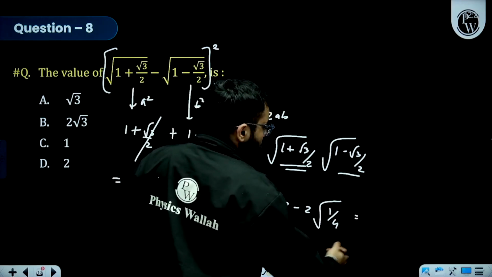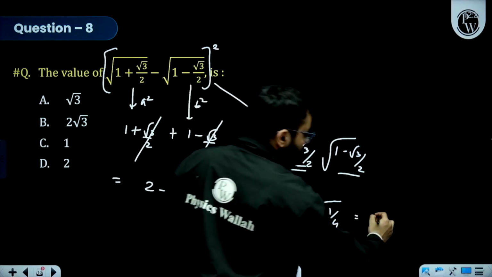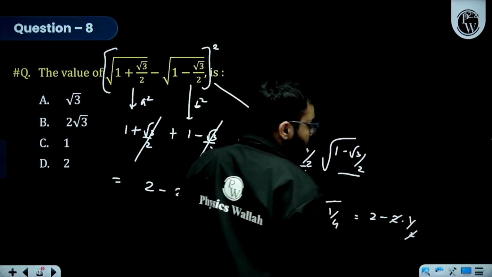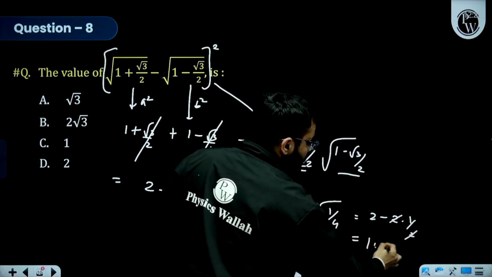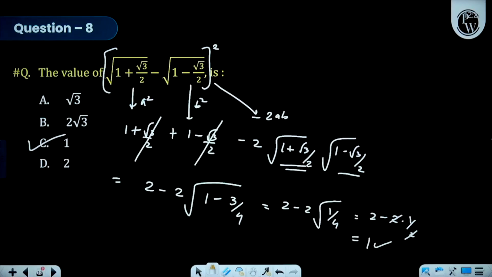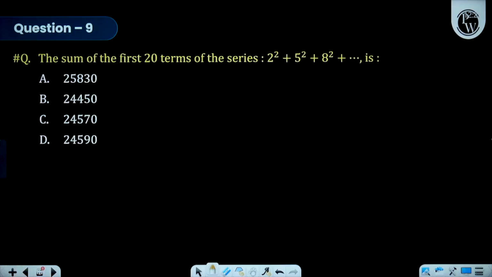Square root of 1 by 4 is going to be 1 by 2, and this becomes 2 minus 2 times 1 by 2 now. 2's get cancelled out, so it becomes 2 minus 1, that is 1. So 1 is going to be my final answer, that is option C. I hope you must have gotten the same. Let us move on to the next problem.